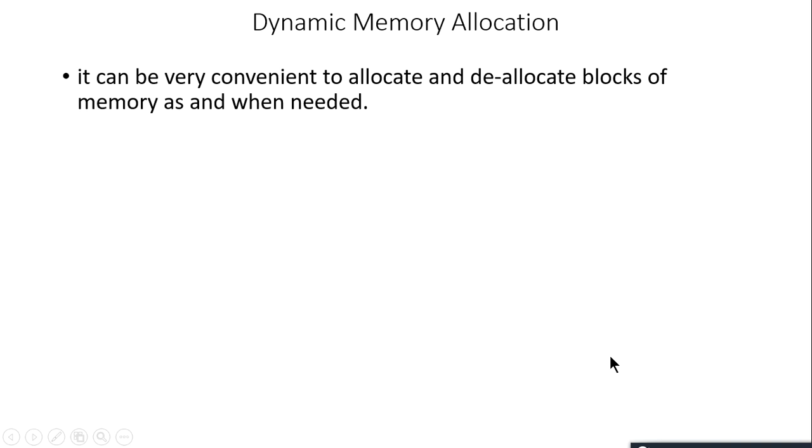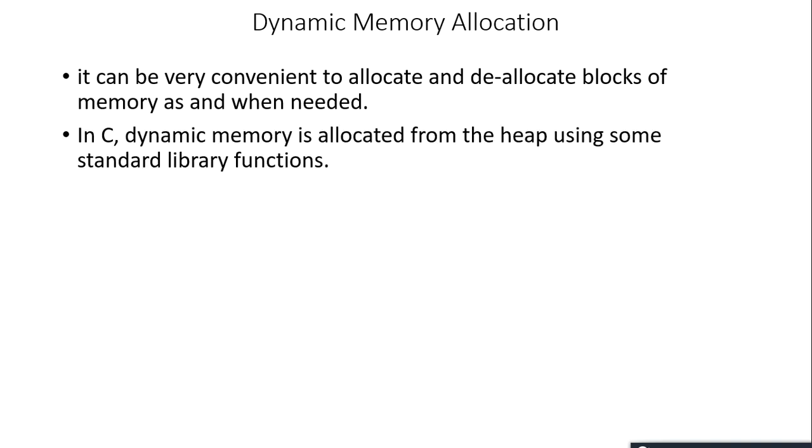So to overcome this problem, we implement dynamic memory allocation. It can be very convenient to allocate and deallocate blocks of memory as and when needed. So instead of allocating the memory straight away when you declare an array, I want to use my memory space only when it is required by me.